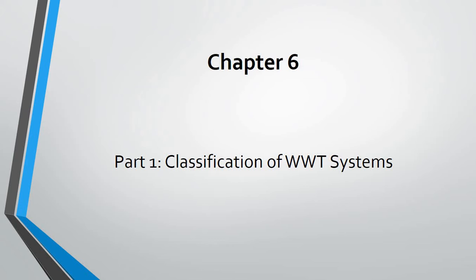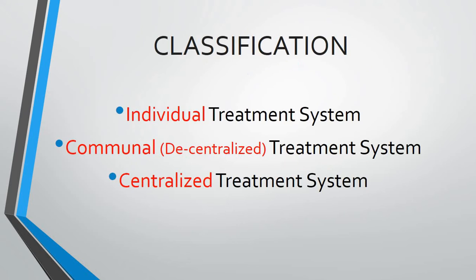Okay, so let's start with chapter 6, part 1, about the classification of wastewater treatment systems. First of all, we have 3 main categories of wastewater treatment systems. The first one is individual treatment systems, the second is communal, or sometimes we call it decentralized, and the last one is the centralized treatment system. So let's have a look on each of these systems.